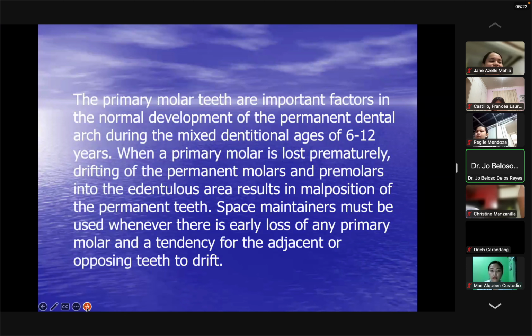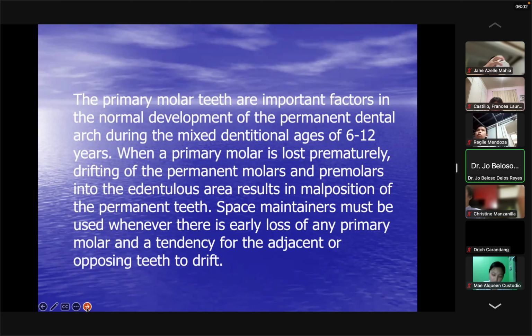The primary molar teeth are important factors in the normal development of the permanent dental arch during the mixed dentition age, which is from 6 to 12 years. When a primary molar is lost prematurely, drifting of the permanent molars and premolars into the edentulous area results in malposition of the permanent teeth. Space maintainer must be used whenever there is early loss of any primary molar and a tendency for the adjacent or opposing teeth to drift. So we're talking about a primary molar.